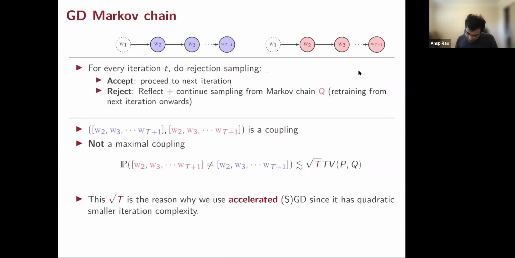And this is the reason why acceleration helps. Accelerated stochastic gradient descent has a better complexity in terms of t. So if we have a smaller t, the loss we have because of our coupling, which is not maximal, is smaller.